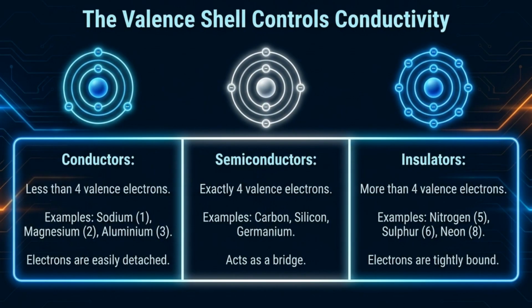Conductors have less than 4 valence electrons, which are easily detached. Semiconductors have exactly 4 and act as a bridge. Insulators have more than 4, and their electrons are tightly bound.